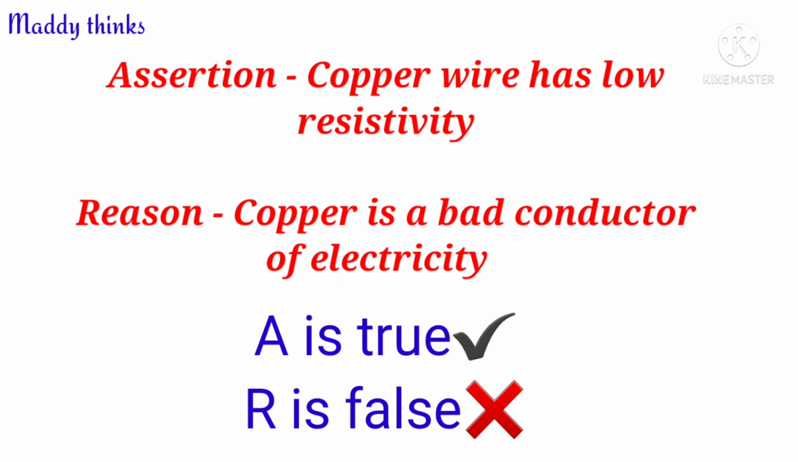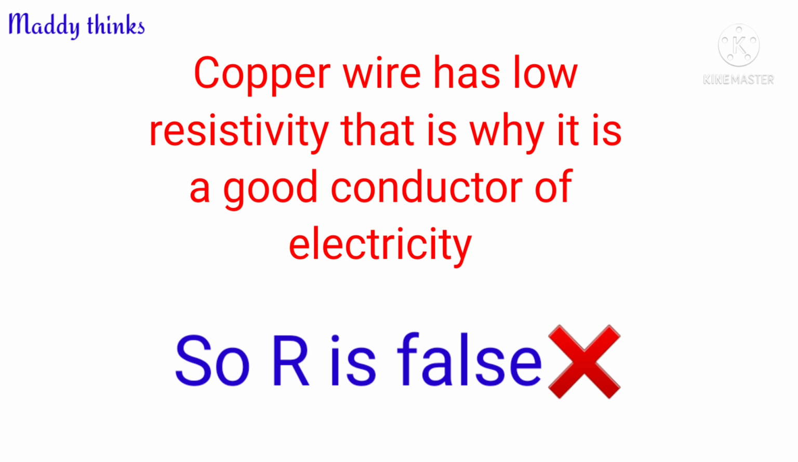Now let's see another example. The assertion is copper wire has low resistivity. The reason statement is copper is a bad conductor of electricity. Here the assertion is true but the reason is false. Let's see why reason is false. Copper wire has low resistivity, that is why it is a good conductor of electricity, whereas in the reason it is given as a bad conductor. That is why R is false.